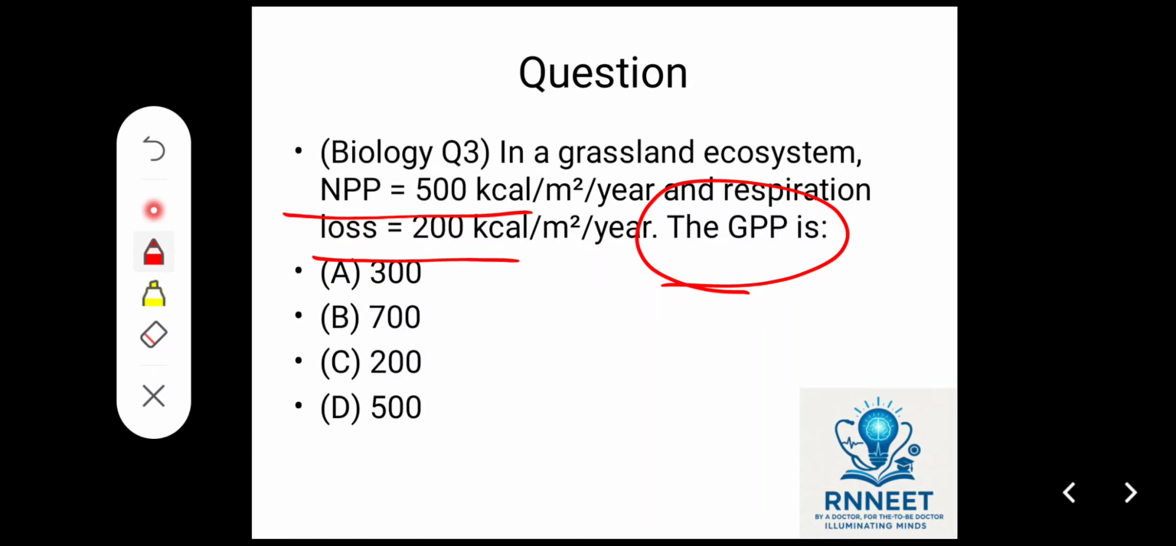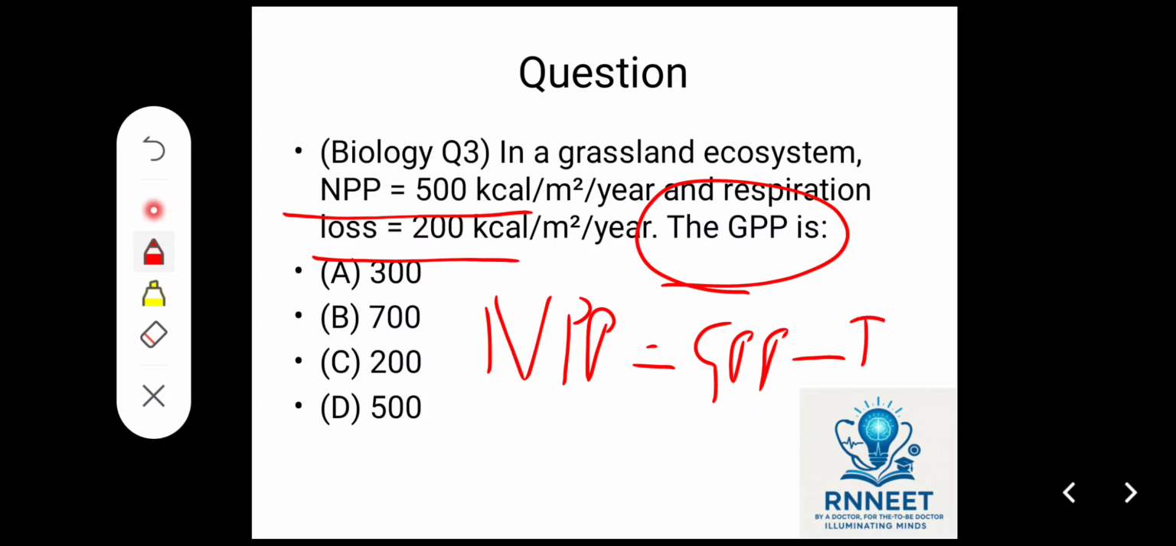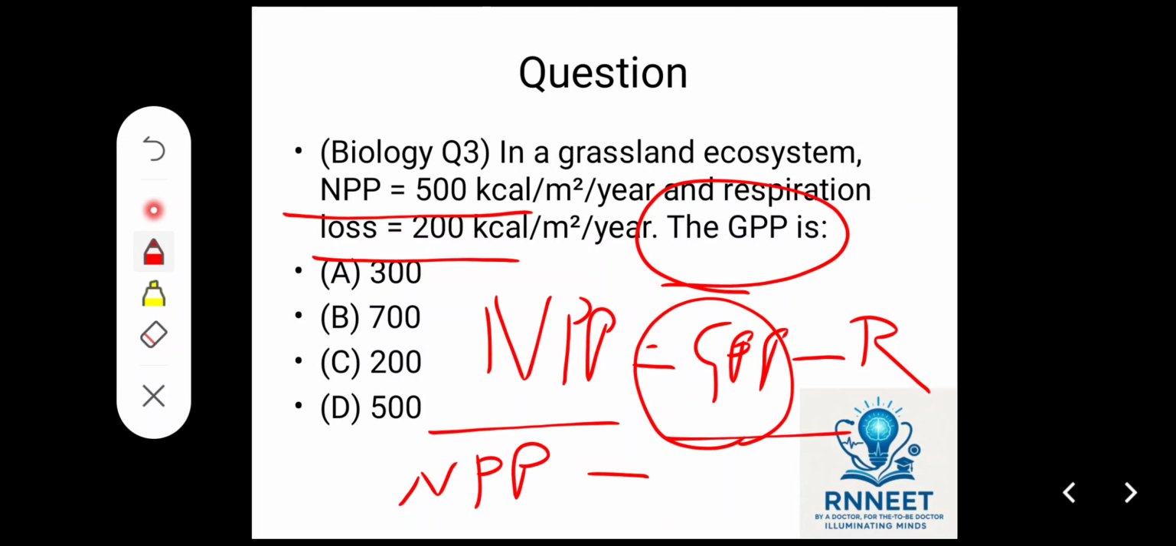Remember this particular part: the question gives you the NPP and the respiration loss. Your formula is NPP is equal to GPP minus R. So therefore, GPP would be NPP plus R. You want the GPP, so it is NPP plus R here. Add these two, and the answer is 700.